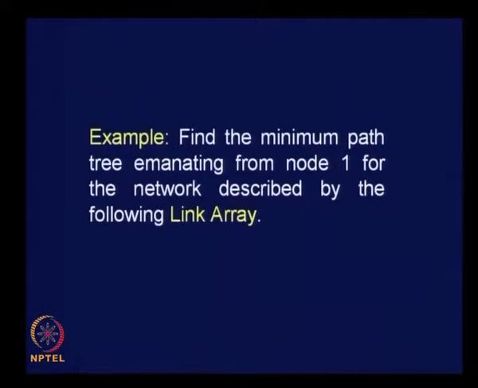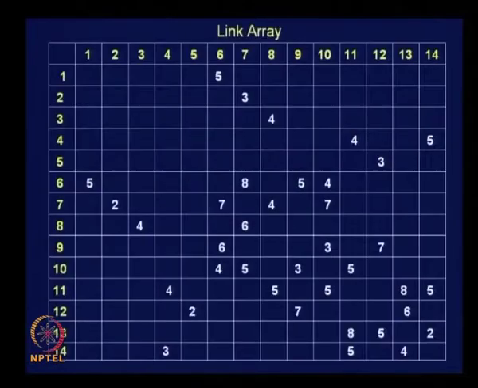To make understanding easier, we will consider the same link array table that we discussed in the previous class. Find the minimum path tree emanating from node 1 for the network described by the following link array table. It is nothing but the table that we have already seen. There are 14 nodes in the network, and nodes 1, 2, 3, 4 and 5 are zone centroids, and other nodes are road intersections. Clear?